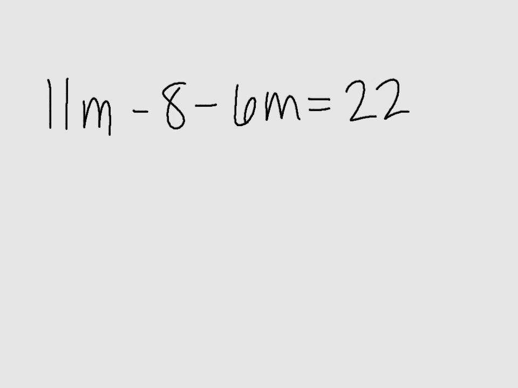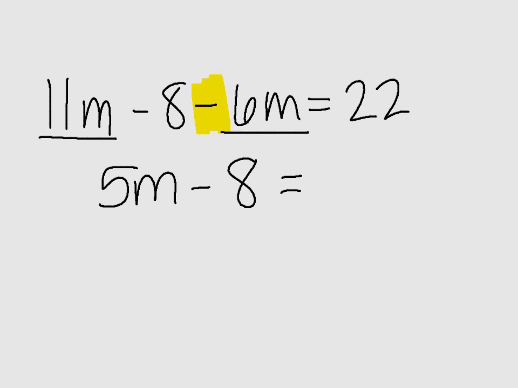Okay. Now, hopefully you got this one right. The first step is to combine like terms, and if I'm on the same side of the equal sign, I do not use inverse operations. So I just do what I see. And in this case, this is a minus 6m, which makes it a negative. Okay, so I'm going to do 11 minus 6, which is 5m, minus 8 equals 22. Now, I'm ready to keep going.